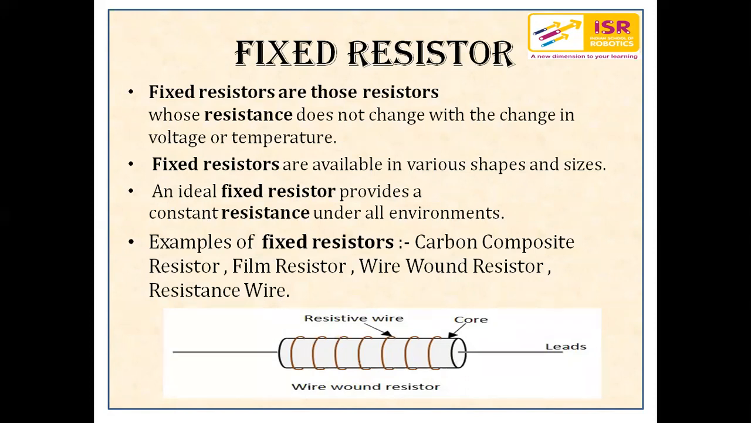And fixed resistors vary in shapes and sizes. That means in the market, fixed resistors are available in different colors, different shapes, and different sizes too. Examples of fixed resistors include carbon composite resistor, film resistor, wire wound resistor, resistance wire, etc. And this is the symbol which you can use in electrical circuits.